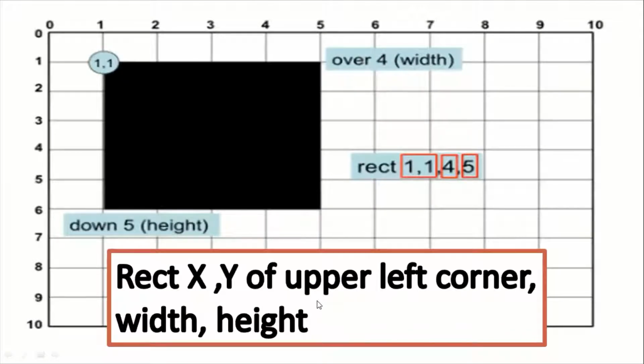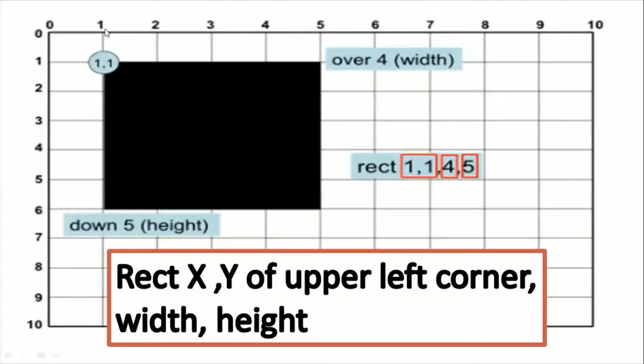Similarly, if we have to draw a rectangle, the command for that is rect. So rect, and the starting point, that is the upper left corner of the rectangle, which here is 1, 1. Then after that we have to specify the width, and then we have to specify the height. So this is the command: rect x, y of the upper left corner, width, height.